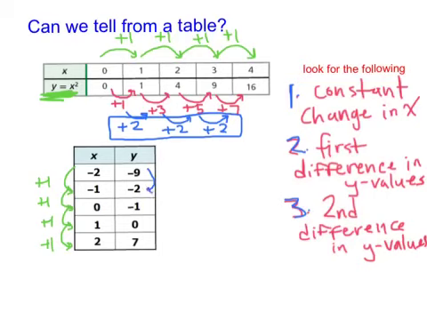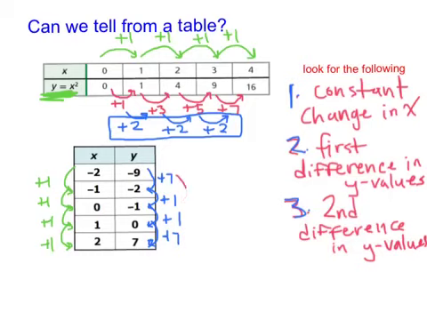From negative 9 to negative 2 is plus 7. And then we go plus 1. Then we go from here, this is plus 1 again. And then from here, this is plus 7. Now, the first set of differences is not the same, so we need to look for the second set.